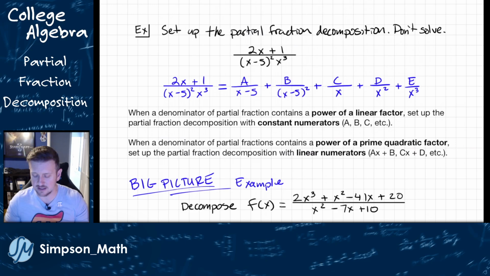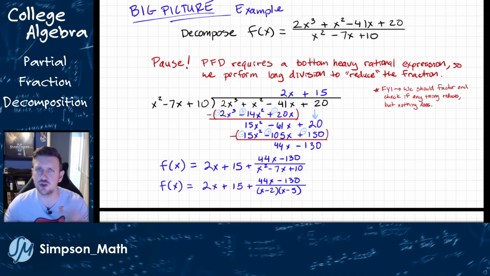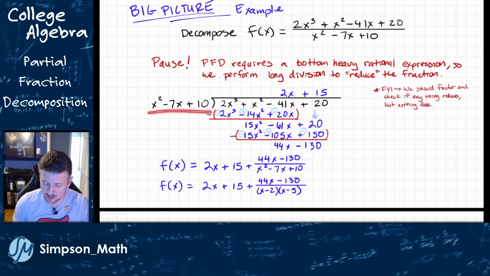That process is complicated. So that's why it has to be bottom heavy, because it limits the complexity. So what we're going to do is long division. I'm going to long divide, just like if you're trying to determine your end behavior asymptote. So take our denominator, there's our numerator, do our long division.